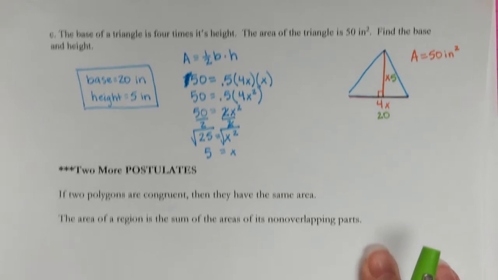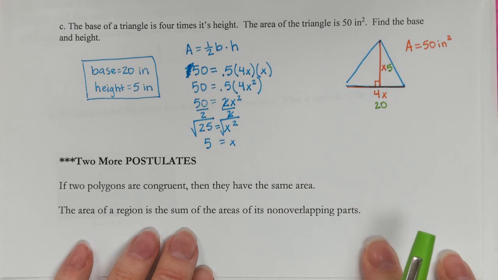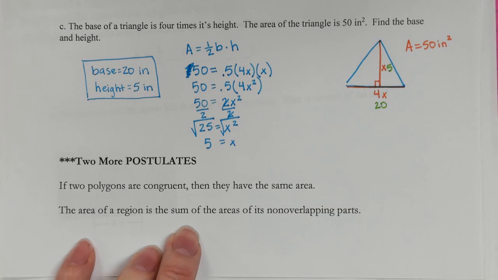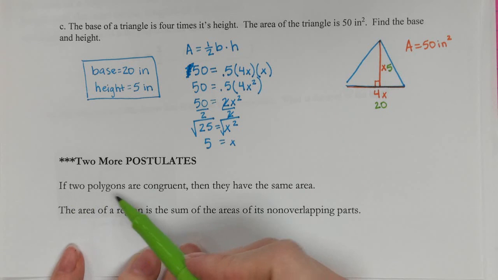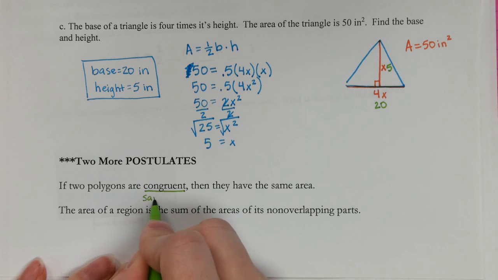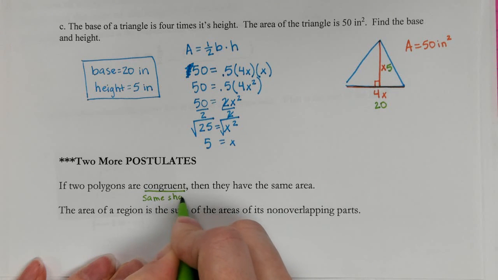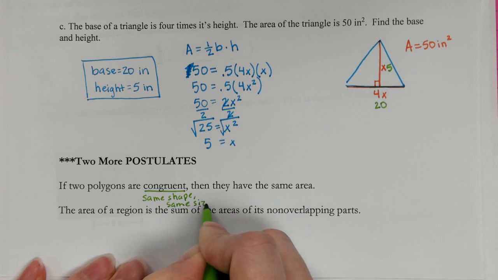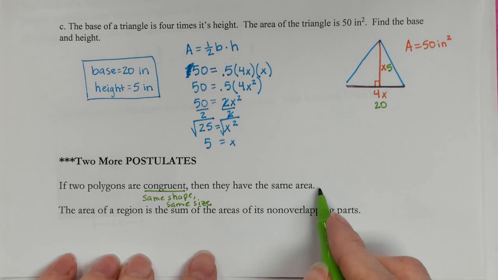Alright, last 2 postulates. So these aren't formulas or anything, these are just kind of hopefully pretty obvious ones. If 2 polygons are congruent, remember that means they're the same shape and they're the same size, then they have the same area.